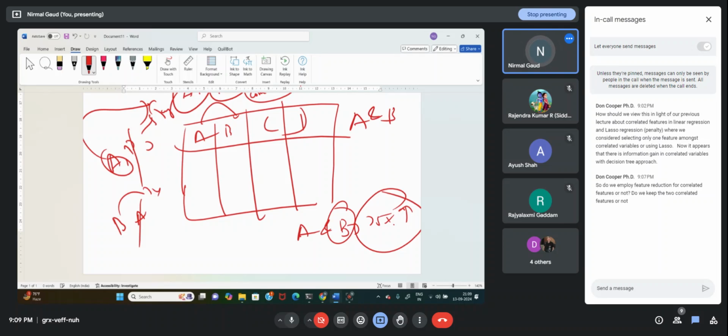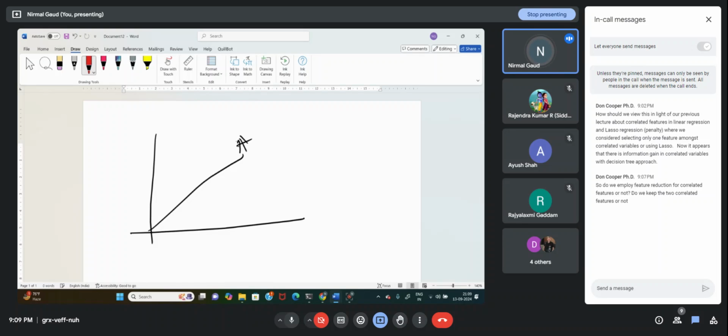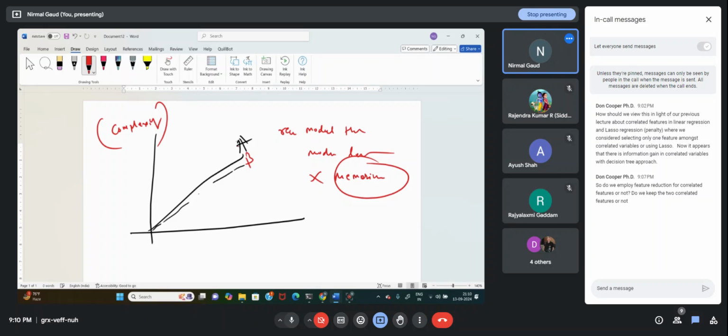If A and B are 75% correlated, that means increasing A will increase B by 75%, that means the points of B are coming closer to A. We do require model training, that means we want the model to learn. We don't want the model to memorize. We want the model to learn, and learning is about complexity. Learning is the complexity to understand patterns, hidden patterns in the data. That is what the model has to do.